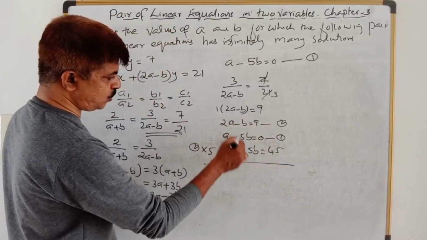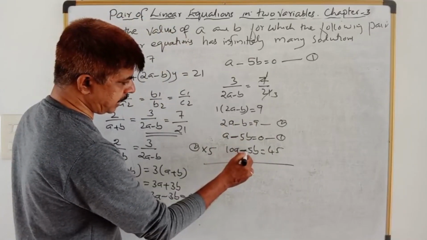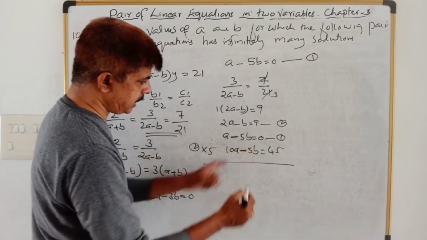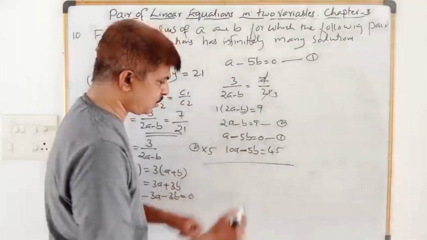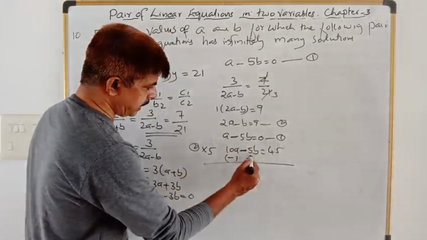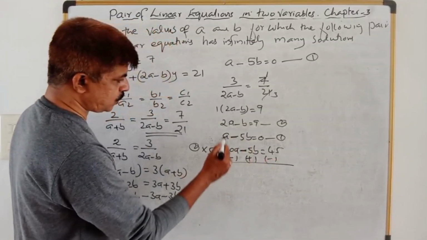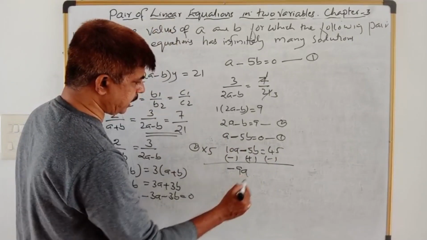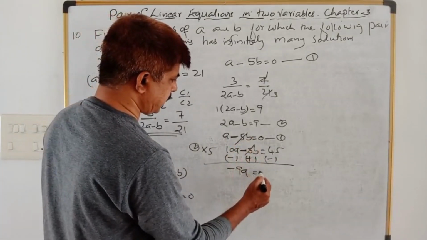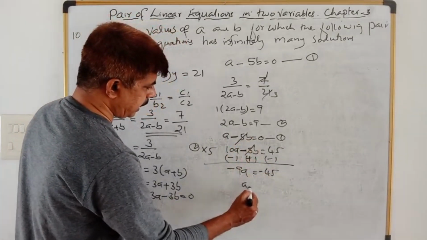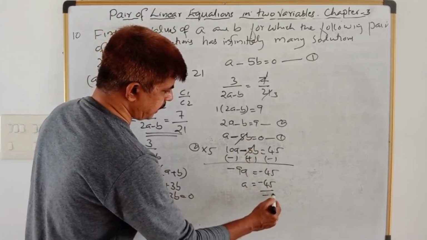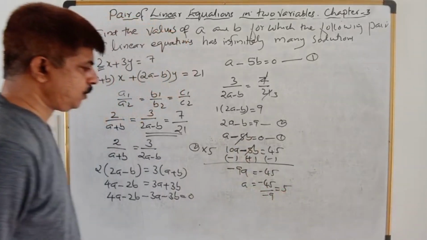Let us use these two to eliminate. As they have the same sign, we cannot cancel, so we take the additive inverse. 1 minus 10 is negative 9a, equal to negative 45. a is equal to negative 45 by negative 9. We got a equal to 5.